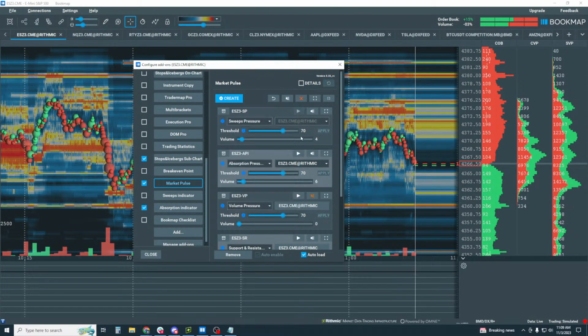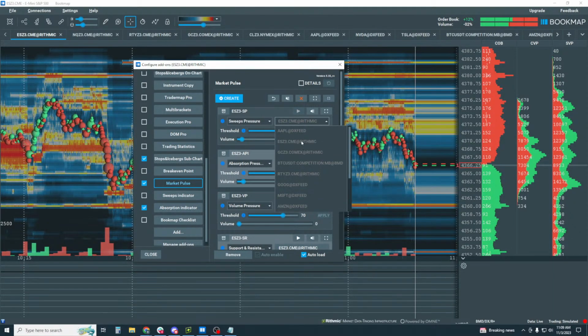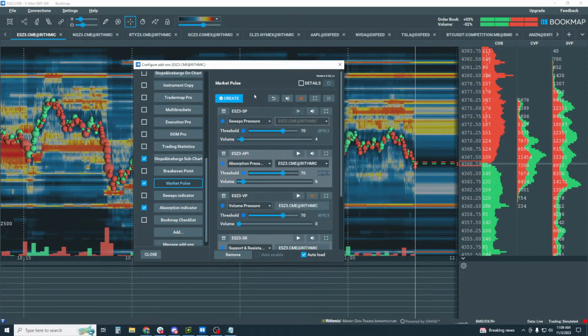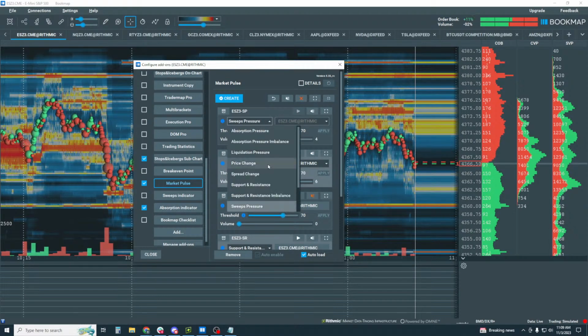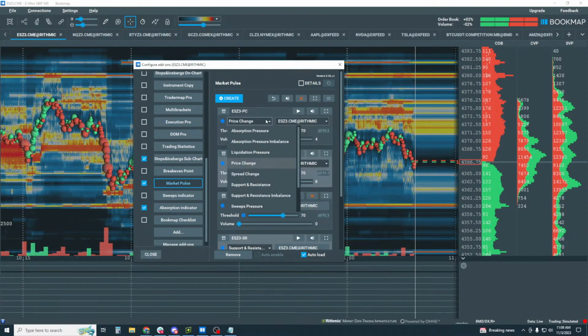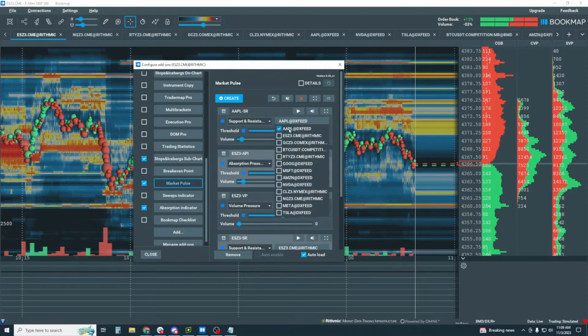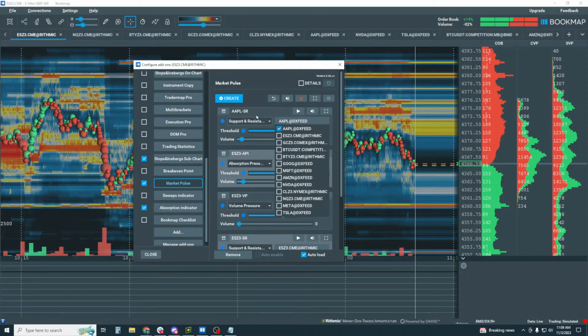And it also works for sweeps in here. Note that I have all of these instruments here that I can select for sweeps, absorption, as well as, I think, is price change also? No. Support and resistance. It works for support and resistance as well. Okay, so note how I can add multiple in here. This is a great feature.